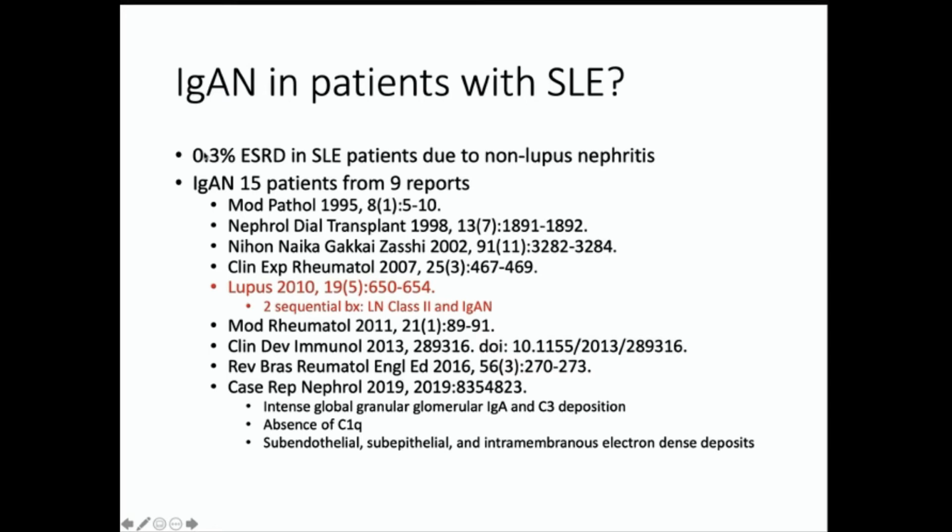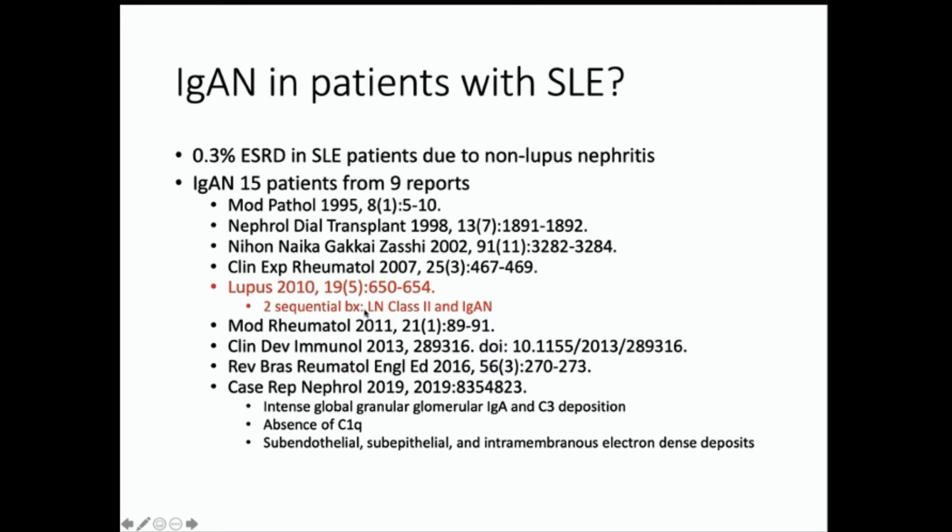First of all, for patients with lupus who have end-stage renal disease, about 0.3% of these patients actually have disease caused by non-lupus nephritis. We do acknowledge that the majority of kidney disease in lupus patients with ESRD is caused by lupus nephritis. However, a very small, uncommon proportion is caused by non-lupus nephritis. And then IgA nephropathy is the most common GN, reported in 15 patients, as I just talked about.